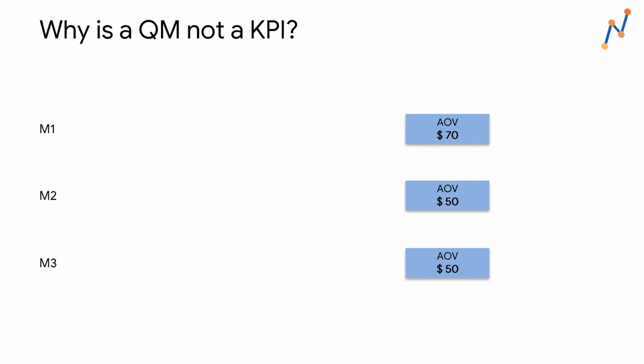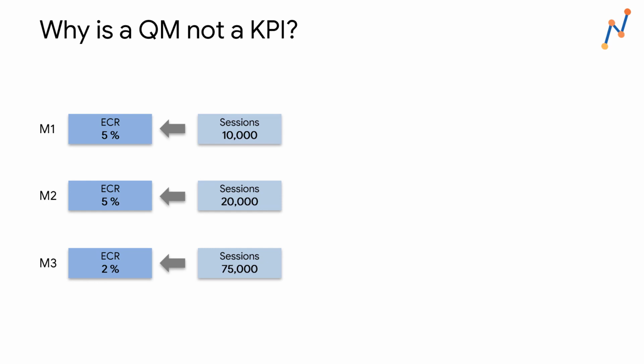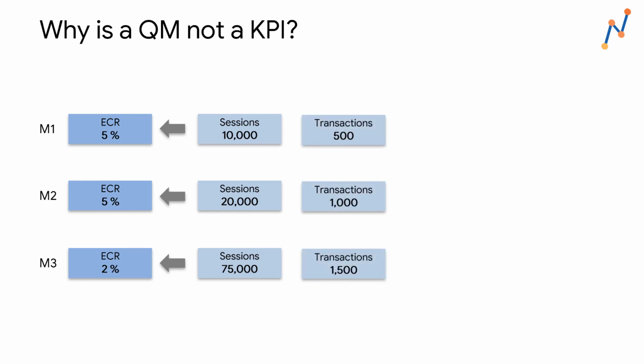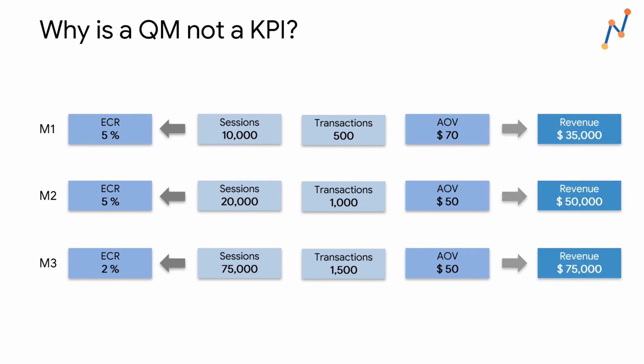Therefore, we need additional metrics to evaluate the quality metric. As for the e-commerce conversion rate, we need at least one more part of the equation, for example, the number of sessions, to be able to recalculate the second part of the equation and thus evaluate the numbers. And once we have the number of transactions at hand, we can now use the AOV to recalculate the revenue, which is our KPI. Now, once again, which month was the most successful?